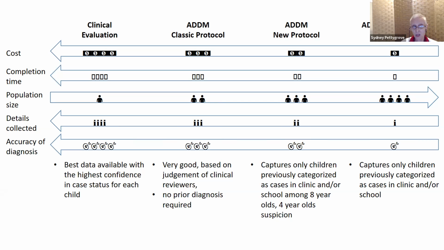We would collect the greatest number of details about the child and their history and their symptoms, and the accuracy of diagnosis would be the best that it could possibly be. So we would be extremely confident about a very small group of children. And so the classic protocol is moving toward the right on this, and it does cost a little bit less than bringing everyone in for an evaluation. It takes a little bit less time.